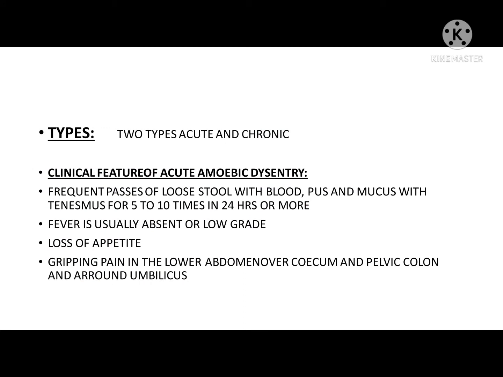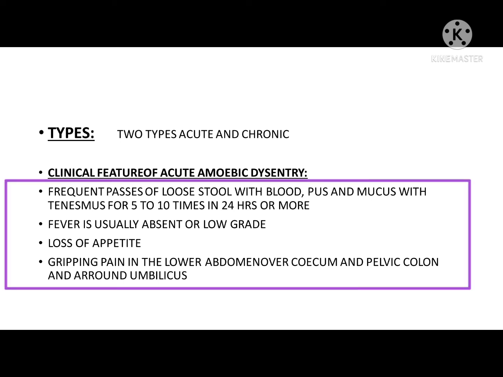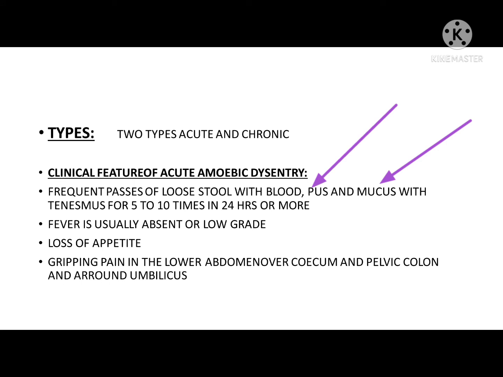So now we talk about the types of dysentery. Earlier we discussed the types of dysentery with respect to the pathogen, meaning bacillary and amoebic. Now here we will discuss the acute and chronic stages of dysentery. So here, talking about acute amoebic dysentery: loose stools are seen with blood, pus and mucus, and tenesmus occurs 5 to 10 times in 24 hours, or it may be more than this. Fever is usually absent, or if present then it is very low grade.